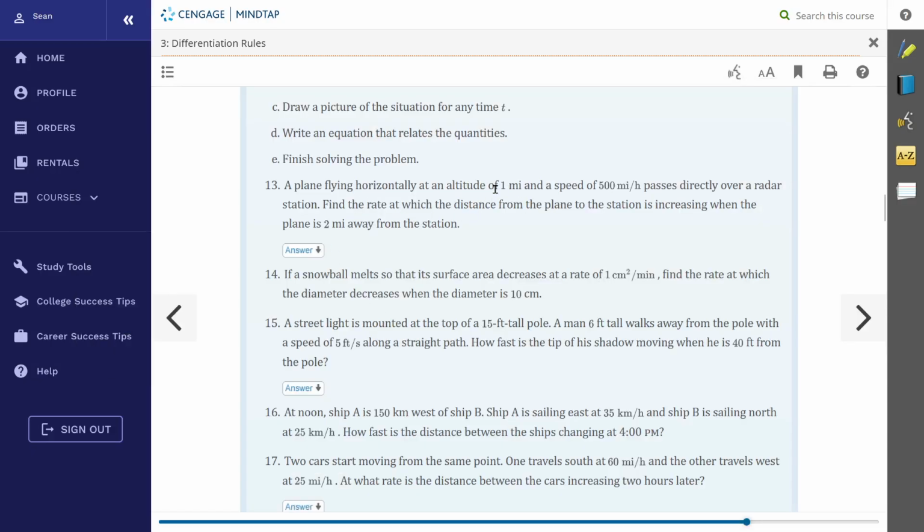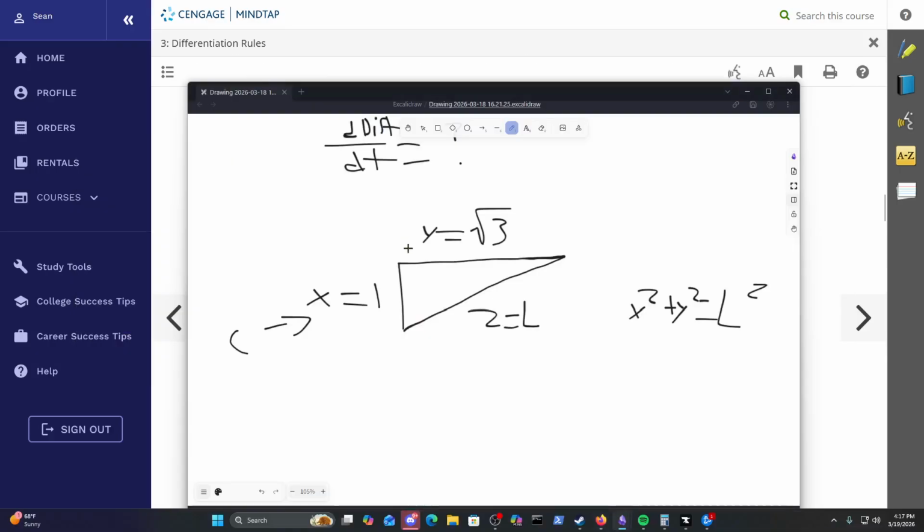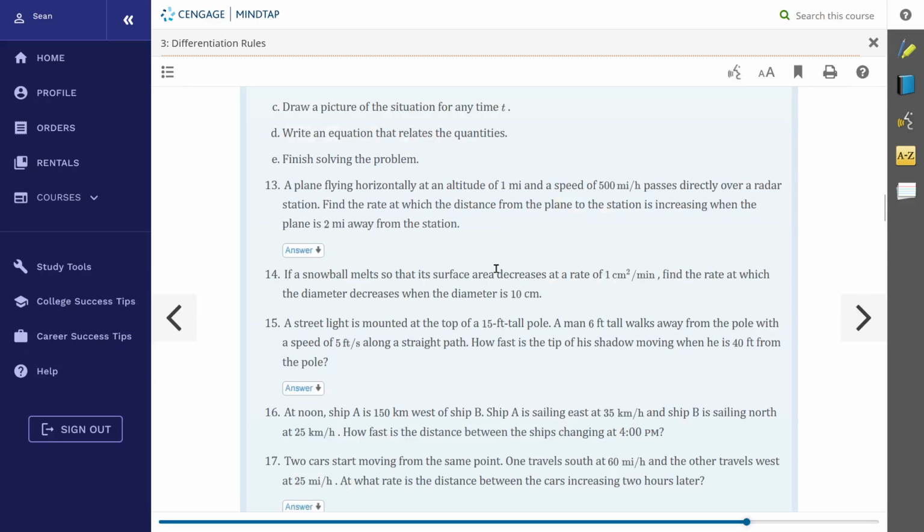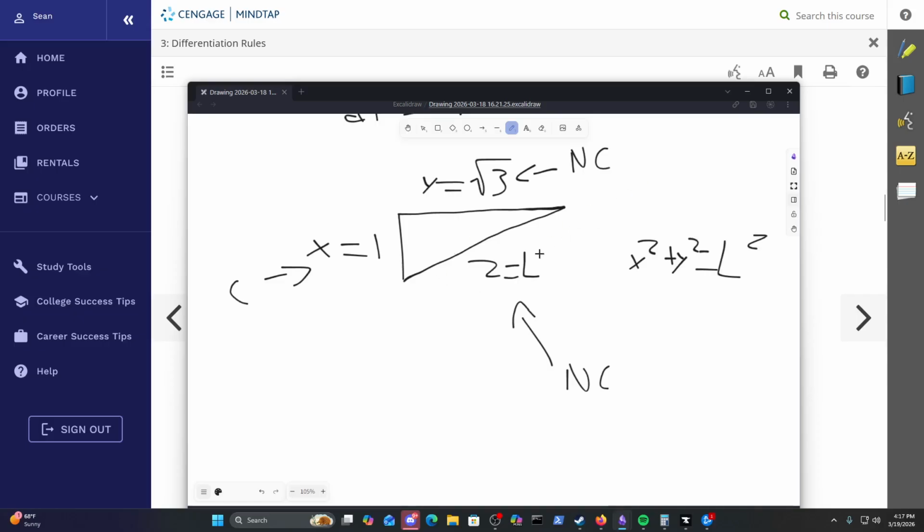From what we can see here, we are just given a strict altitude of 1 mile. We know that this is going to be changing because it's going 500 miles horizontally, right? 100 miles an hour. So this is not constant. We also know that this is not constant because we're being asked to find the rate at which the plane is getting further away along this vector here, right?